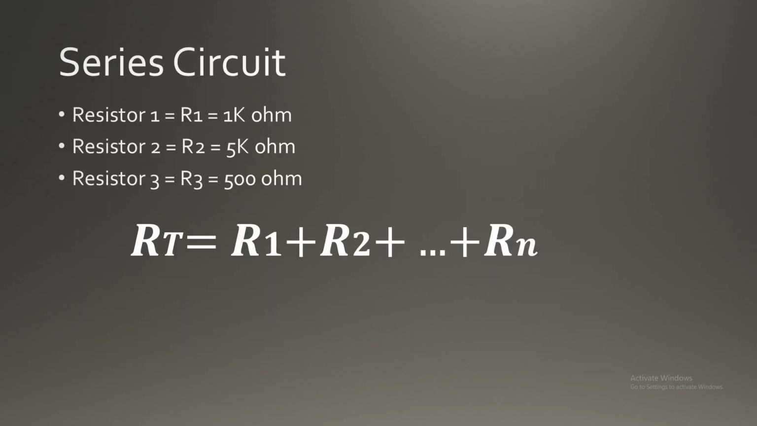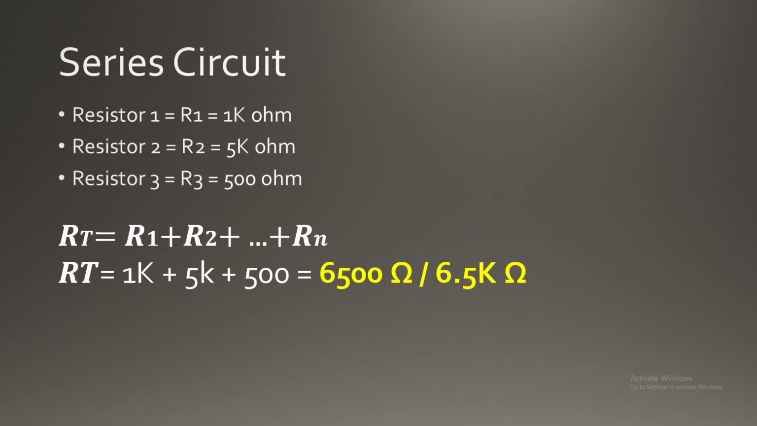Okay, so let's move toward the series circuit. Let's talk about the resistor, how it acts. So here we have three resistors R1, R2 and R3 with a resistance of 1 kilo ohm, 5 kilo ohm and 500 ohm. So in a series circuit, we simply sum them up. R1 1 kilo ohm plus 5 kilo ohm plus 500 ohm. The total resistance will become 6500 ohm, or you can simply say 6.5 kilo ohm.